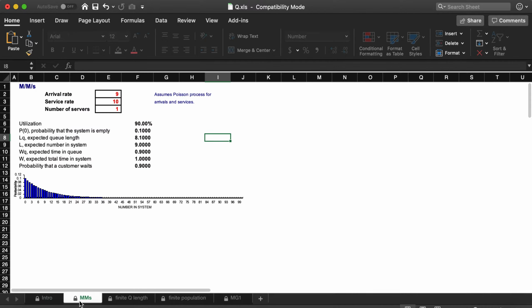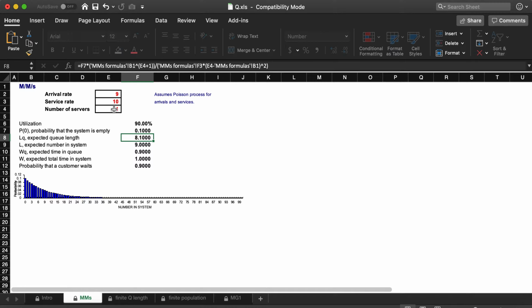Let's look at the MM1 queue here first. In this example, we put an arrival rate of 9, a service rate of 10 with one server. And you can see what the effects are on the expected length of the queue, the expected number in the system, the expected waiting time in the queue, and the expected waiting time in the system. So if you have a utilization of 90% in an MM1 queue, you would expect that the average number of customers waiting in the queue would be 8.1. Average number of customers in the system is 9, that they would wait 0.9 of an hour in the queue, and that they would wait on average 1 hour in the system overall.